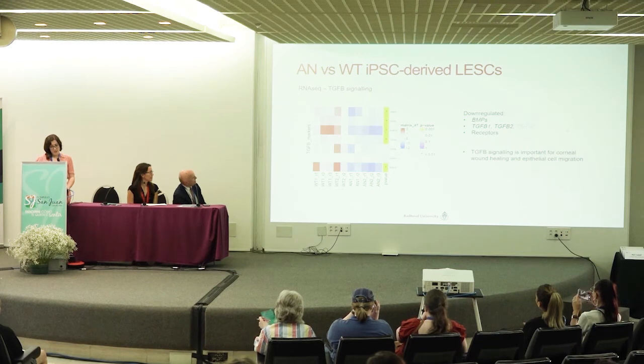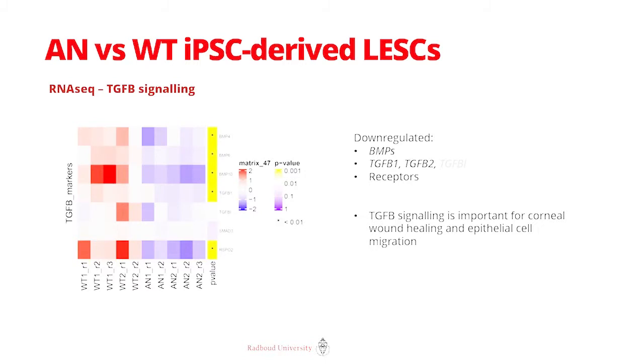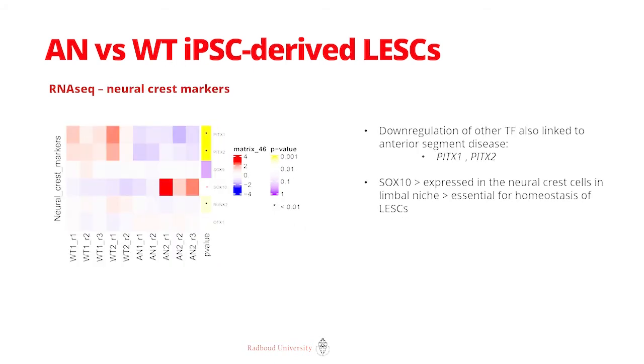So for the TGF-beta signaling, we see the same trend. A lot of BMPs, TGF-beta 1, 2, and inhibitor are downregulated in Aniridia versus wild type. And we know that TGF-beta signaling is important for corneal wound healing and epithelial cell migration. And then what we also saw, and something I'm working on, is that several transcription factors are linked to neural crest migration, like PAX6 and PAX2 and more.